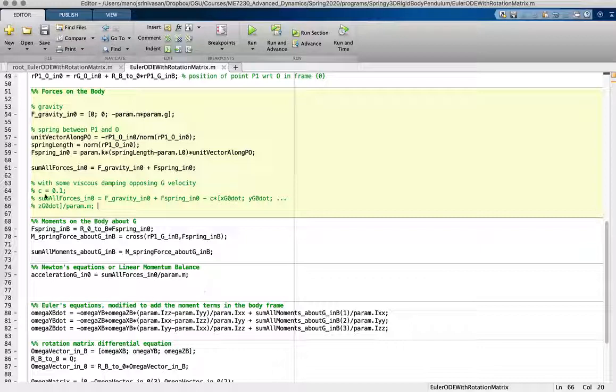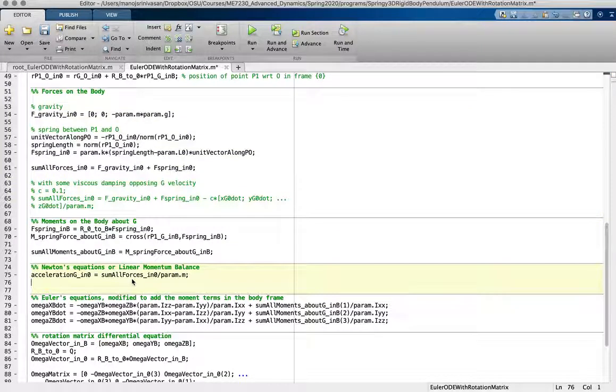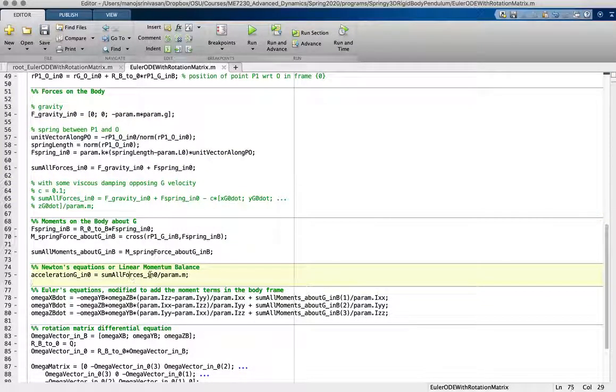Okay, so that's just adding some damping here. Once you've added the damping there, of course, Newton's equation is still going to be the same, which is the sum of all forces divided by mass. That's equal to the acceleration. Okay, and then we had the Euler's equations, exactly the same as before.